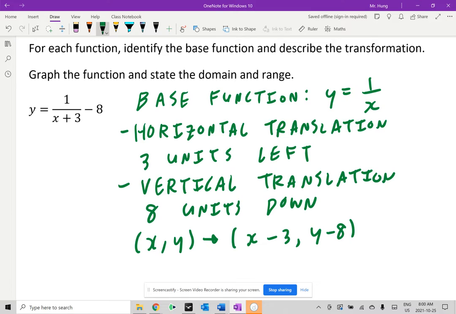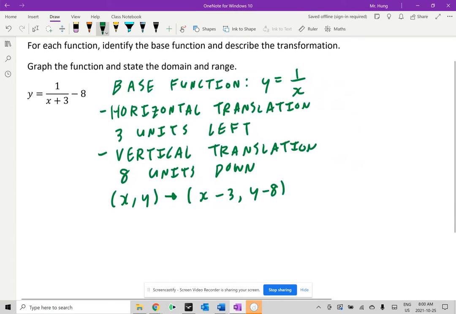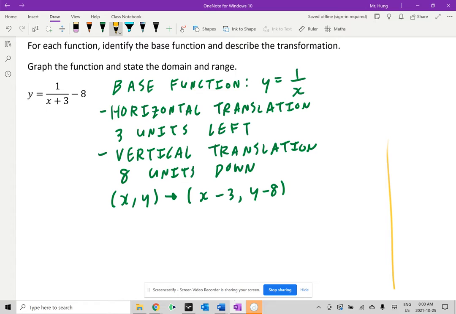I'm thinking about left by 3, down by 8. Let's graph it right here. Left by 3, down by 8. So I'm mapping it out in my mind as I'm composing this for you. And again, 1, 2, 3, 1, 2, 3, 4, 5, 6, 7, 8, negative 8. And there's the basic graph.